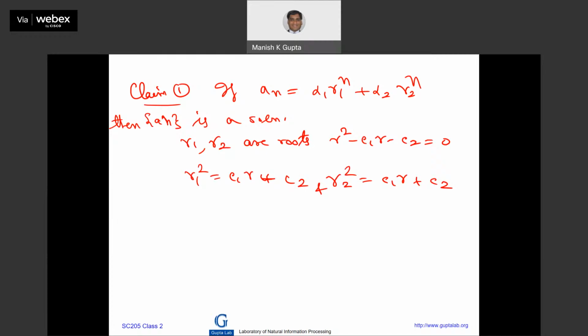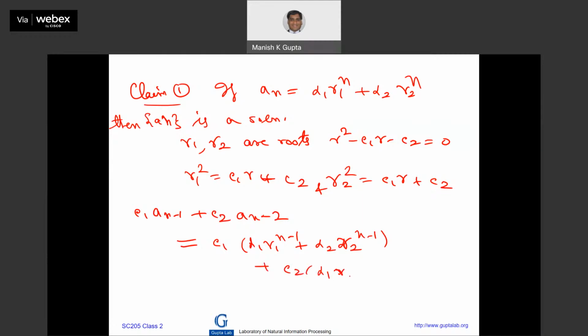I have written that, right? They will satisfy this equation. Fine. Now I consider c1 times a(n minus 1) plus c2 times a(n minus 2). I have to see that this is a solution. So what is c1 times a(n minus 1)? c1 times alpha 1 r1 raised to power n minus 1 plus alpha 2 r2 raised to power n minus 1, plus c2 times alpha 1 r1 raised to power n minus 2 plus alpha 2 r2 raised to power n minus 2.